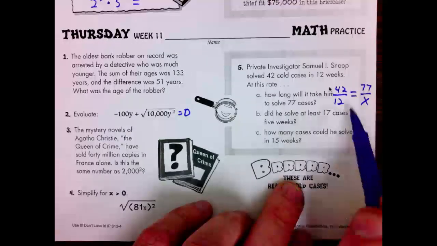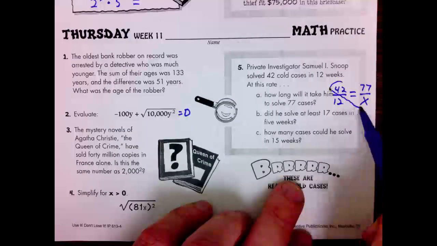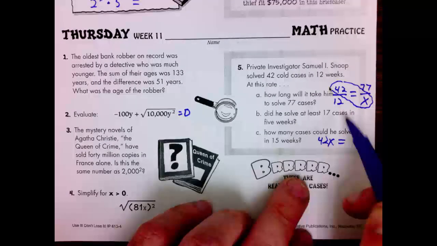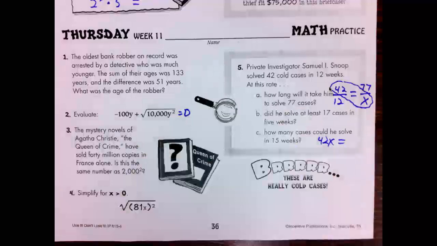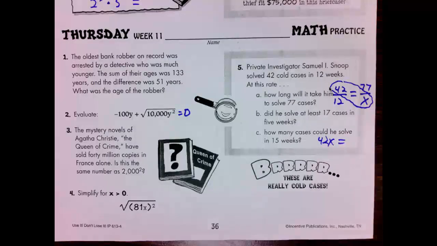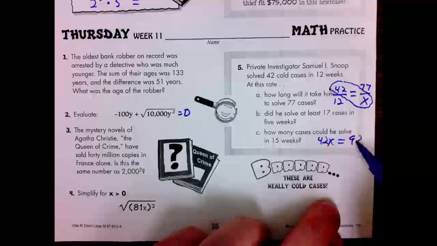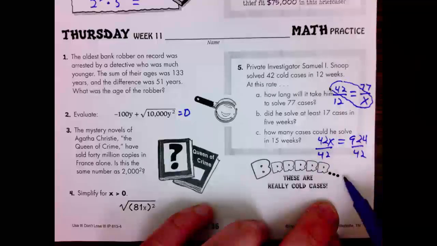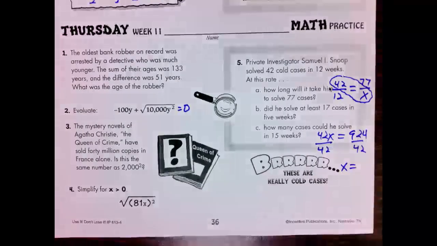I'm going to go ahead and work out our first one here. Multiplying this way, we get 42x. Multiplying this way, 12 times 77. Using your calculator, 12 times 77 is 924. Dividing both sides by 42, X will be 22.